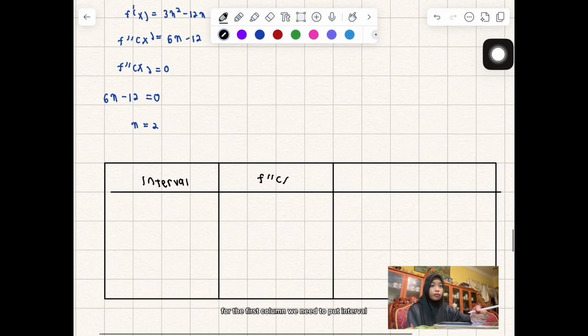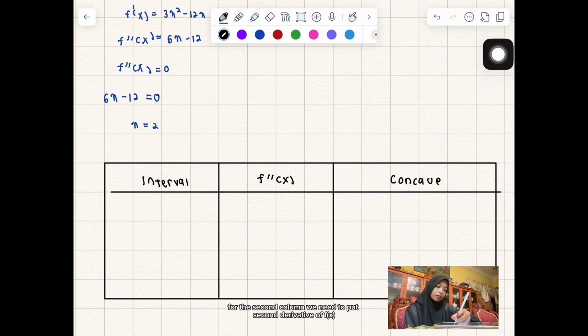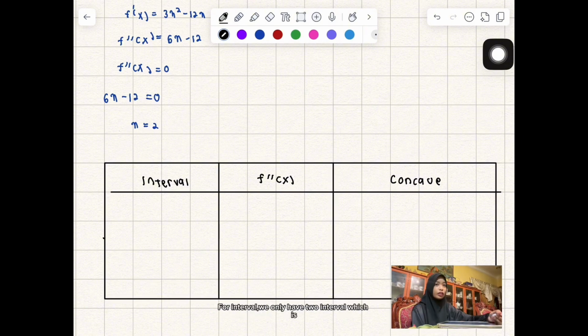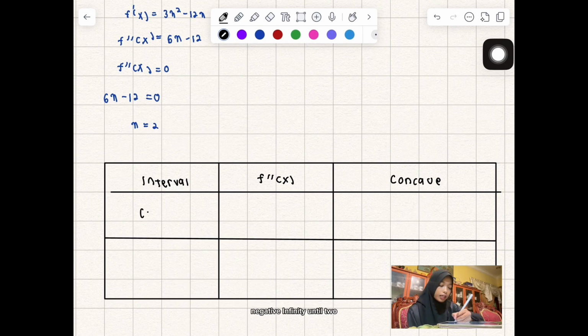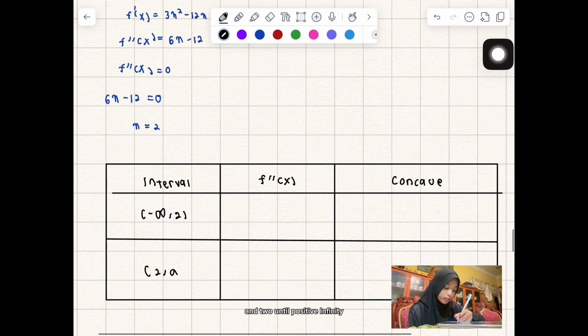For the first column, we need to put the interval. For the second column, we need to put the second derivative of f(x). For the third column, we need to put concavity. For the interval, we only have 2 intervals, which is negative infinity until 2 and 2 until positive infinity.